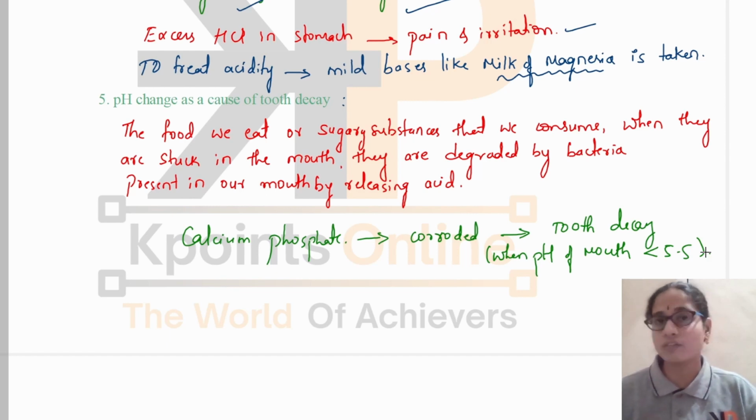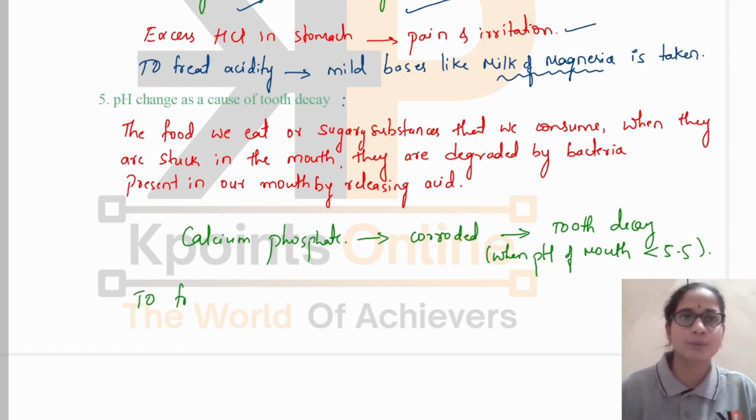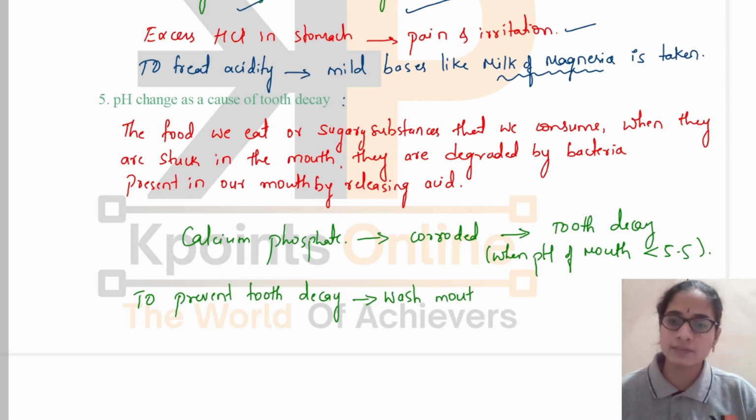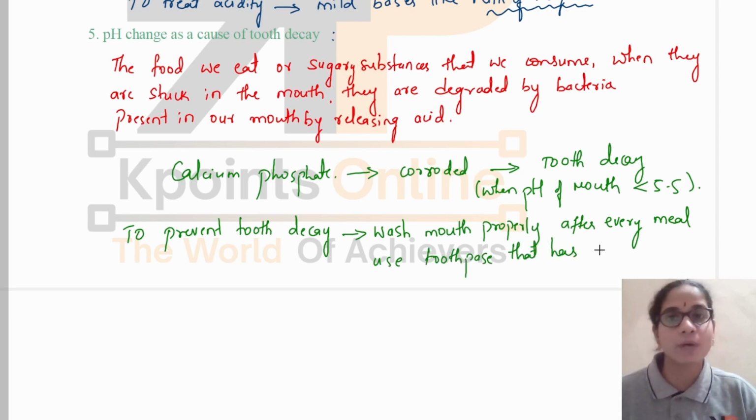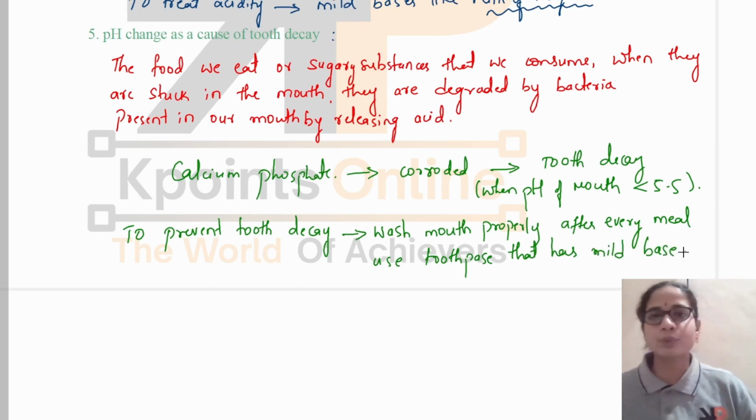We have to clean our mouth properly, and using toothpaste that is basic in nature also helps to decrease the acidity in our mouth. To treat or prevent tooth decay, wash your mouth properly after every meal, and also use toothpaste that is basic in nature. Use toothpaste that has mild bases. It will help to decrease the acidity of the mouth.